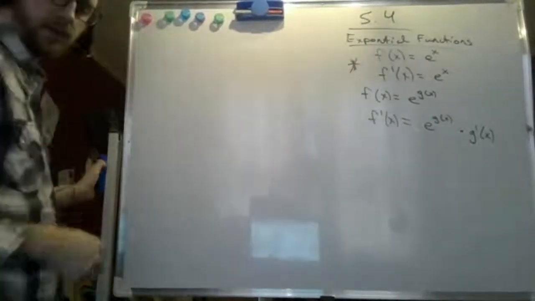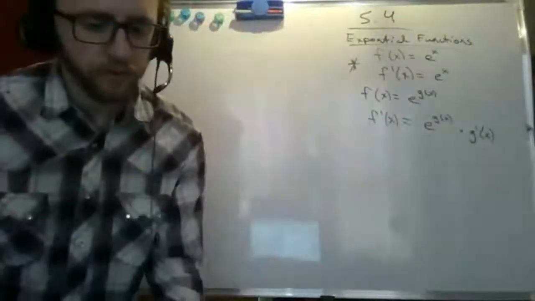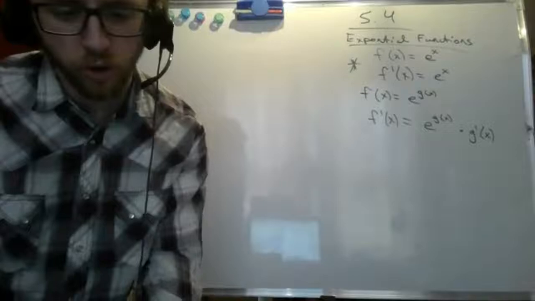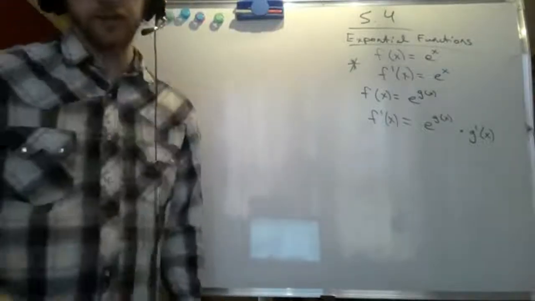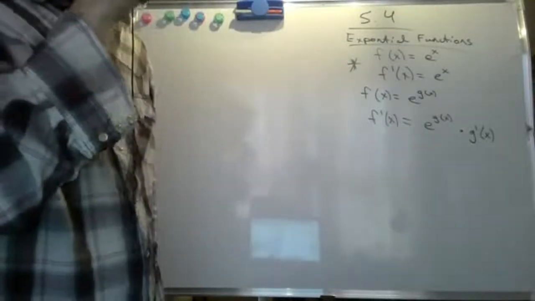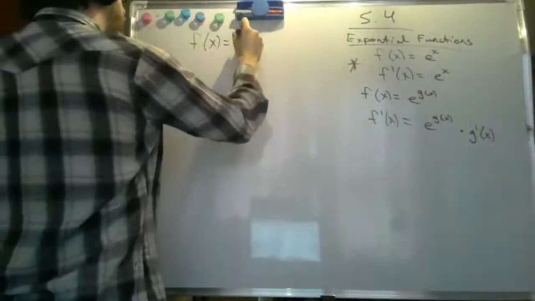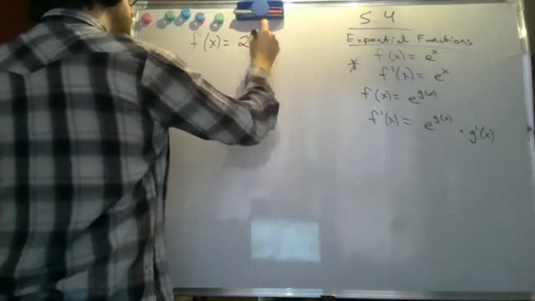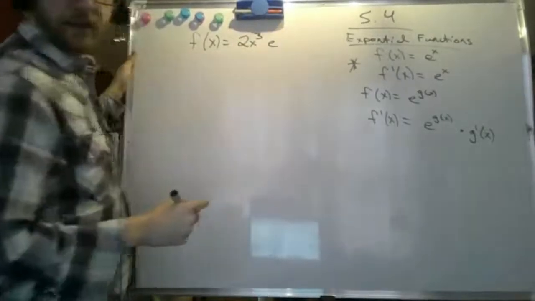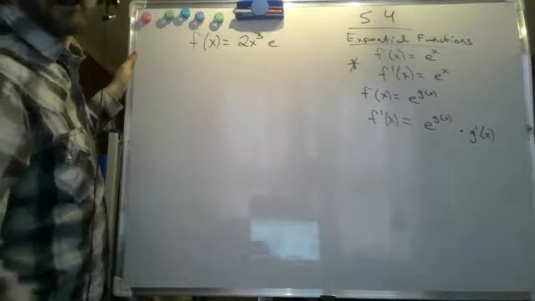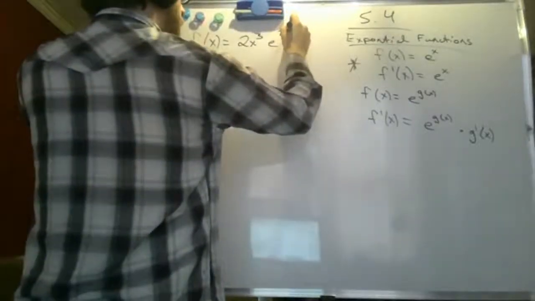So let's see what we've got next. So for 5.4, yeah, we're ready to start jumping into some examples. So this first one is f of x is equal to 2x cubed times e raised to the 2x plus 1 power.